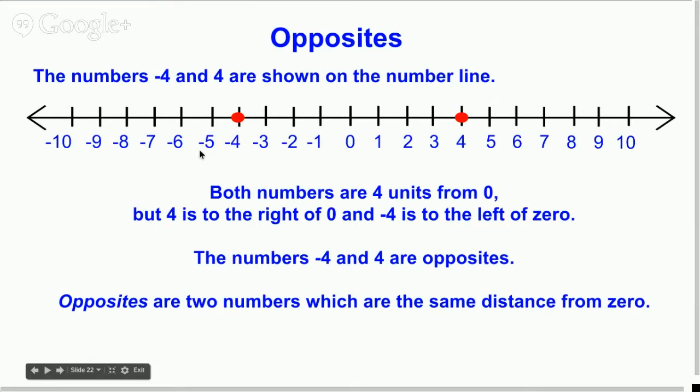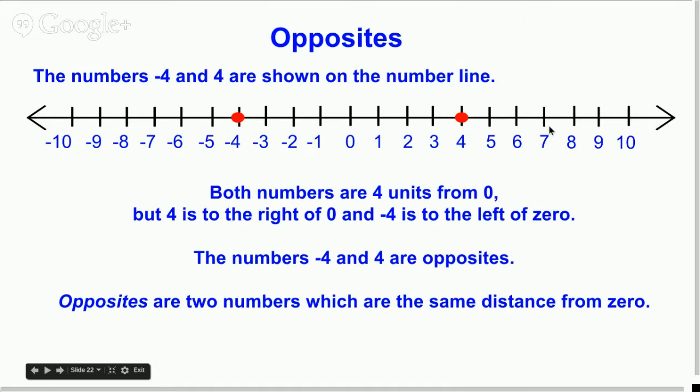Let's talk about opposite numbers. Opposite numbers are just two numbers that are the same distance from 0. So 4's opposite number is 4 away from 0 on the other side of the number line. So 1, 2, 3, -4.